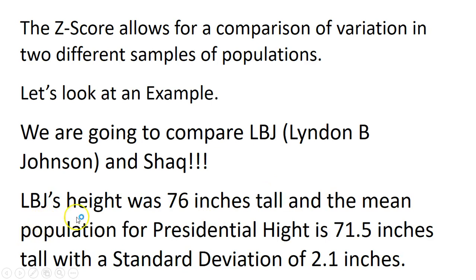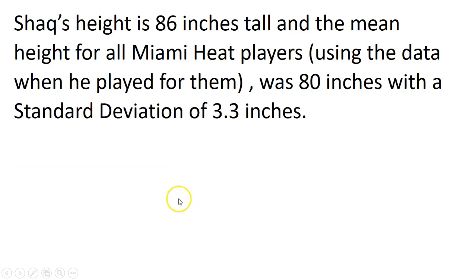And what we're looking at is Lyndon B. Johnson. His height was about 76 inches tall. And the mean for all presidential heights is 71.5 inches tall with a standard deviation of 2.1. So every president that we've had, Lyndon B. Johnson, 76 inches tall, the mean was 71, and the standard deviation was about 2. Okay, so he's above the average.